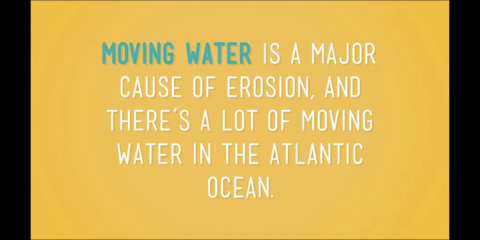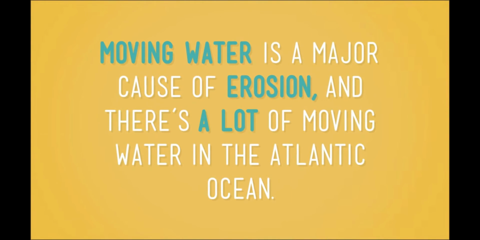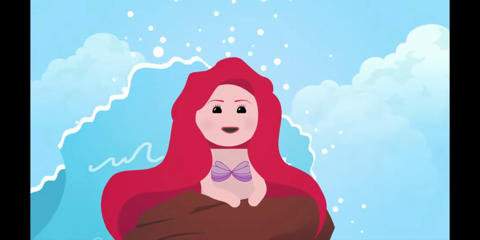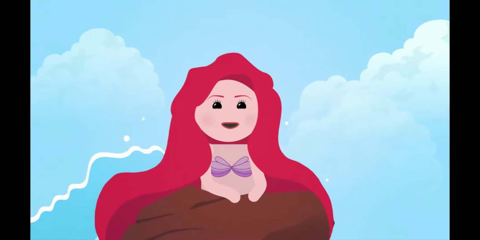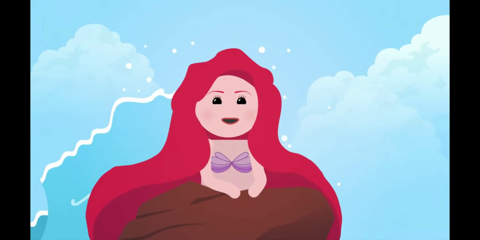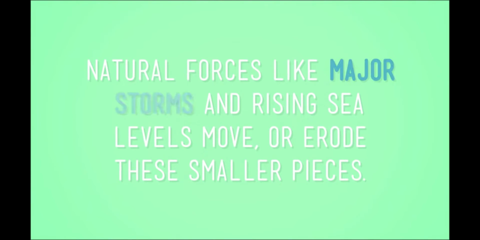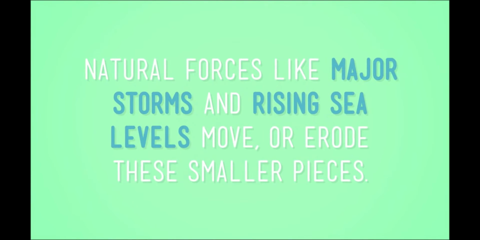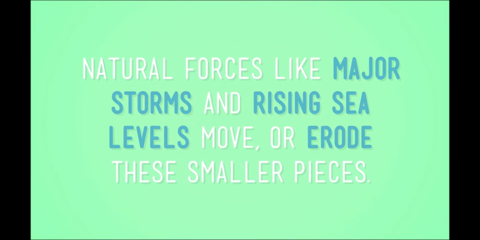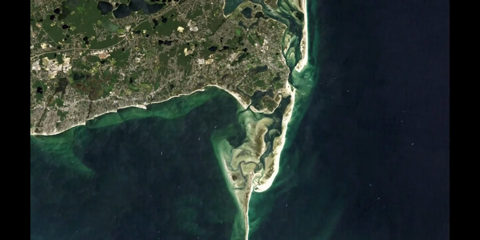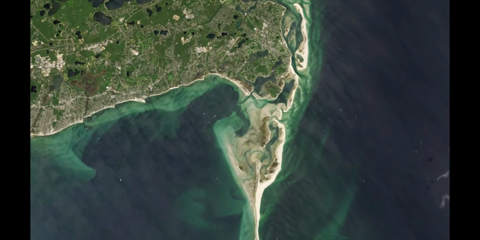Well, moving water is a major cause of erosion, and there's a lot of moving water in the Atlantic Ocean. The intense energy of ocean waves crashing on shore causes pieces of the rocky, sandy coastline to break into smaller pieces, or to weather over time. Then, natural forces like major storms and rising sea levels move or erode these smaller pieces. Day to day, you might not notice any dramatic changes, but over the course of 30 years, as these pictures show, coastlines can change a lot. So, what can we take away from this?